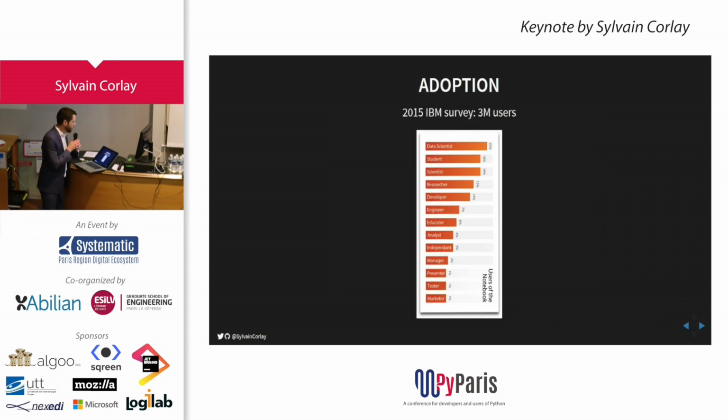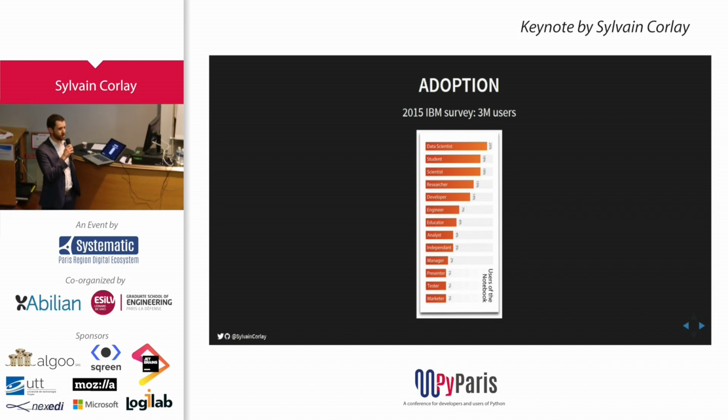In terms of adoption, back in 2015, IBM conducted a survey of the Jupyter community and estimated that back then the community was about 3 million users. So it's huge. And as an open source developer, when I started contributing to IPython, which was really not to 3 million users, I had not imagined that code that I was writing would impact so many people.